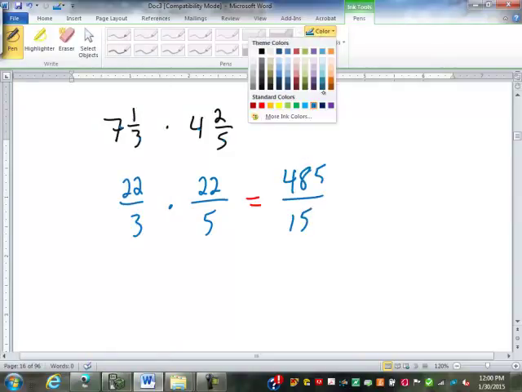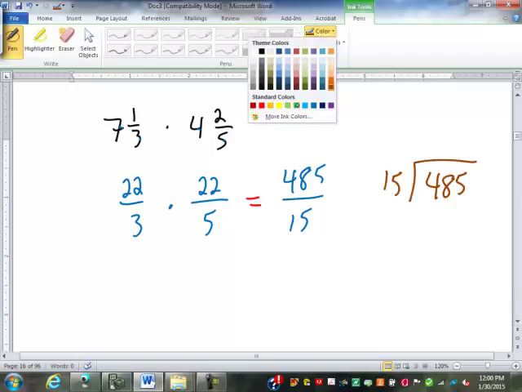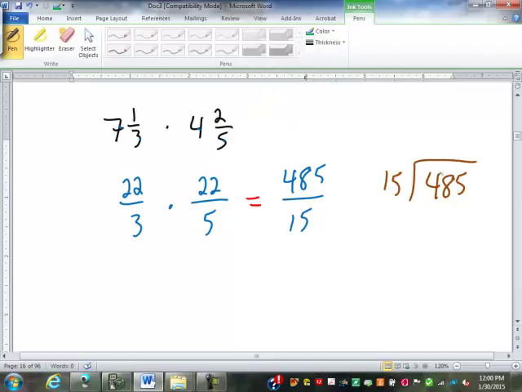Now the difficult part of this is reducing this back down into a mixed number. We have the 484 divided by 15. 15 goes into 48 3 times. 3 times 15 is 45. There's 3 left over. Bring down the 5.